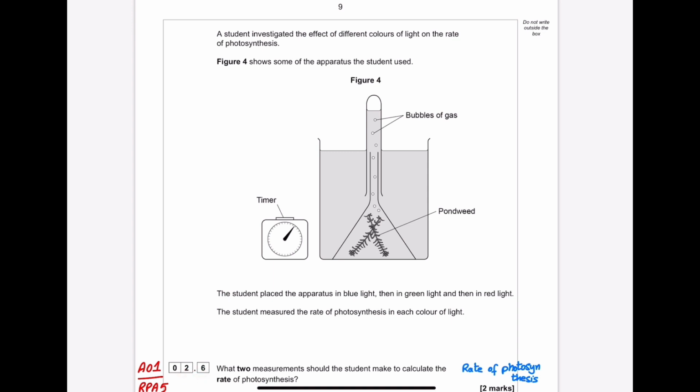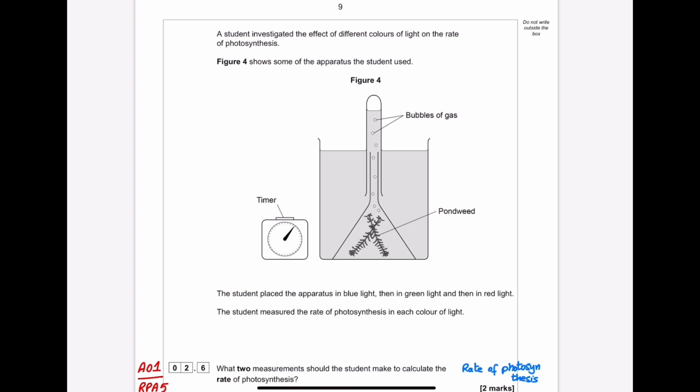2.6 is an AO1 question, which is a knowledge-based question, but it is related to practical activity number 5, which is about the rate of photosynthesis. In our diagram, we have pond weed, we have the timer. The bubbles of gas are formed here, we can see in the diagram. The student investigated the effect of different colors of light on the rate of photosynthesis.